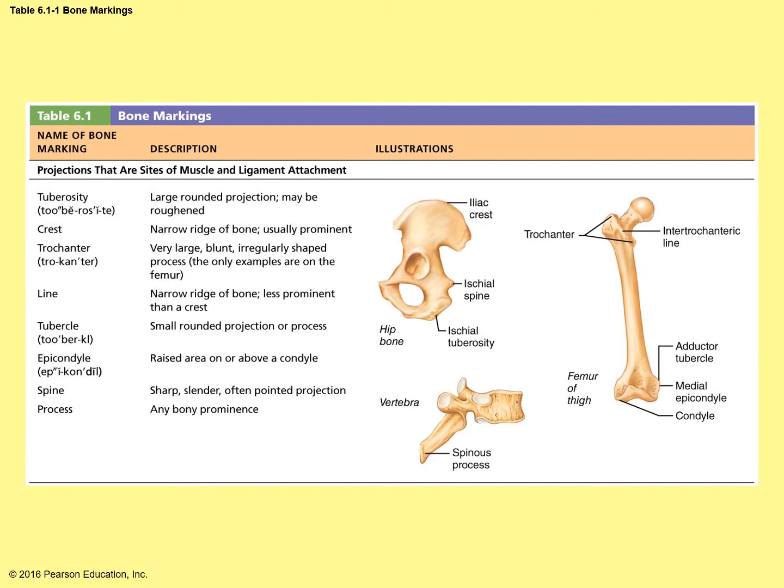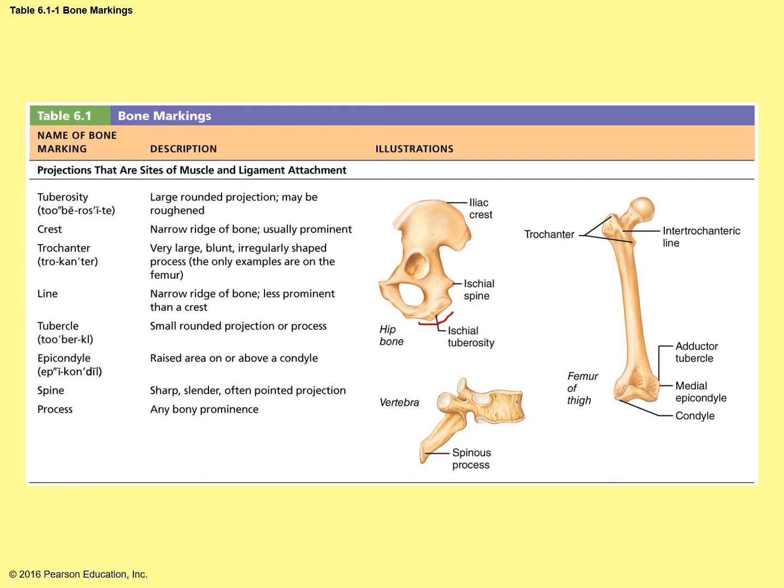This table does show a nice list of some of these bone markings, as well as the description of them, and you can see some of the pictures of what they actually look like. So be familiar with it, such as tuberosity. It's a very large, rounded projection. And so there's a tuberosity right here.